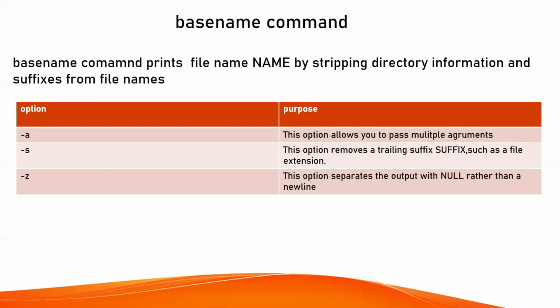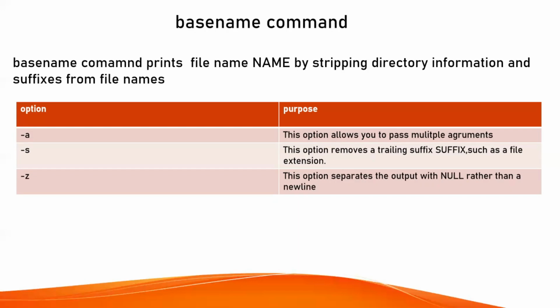Moving to our next important command, which is basename. The basename command prints the file name by stripping the directory information and the suffixes from the file name. Here are certain options. -a allows you to pass multiple arguments. -s removes the trailing suffix, such as the file extension. -z separates the output with null rather than a new line.